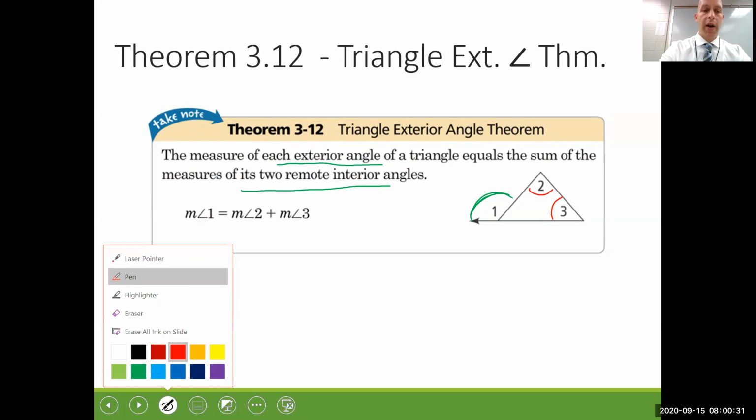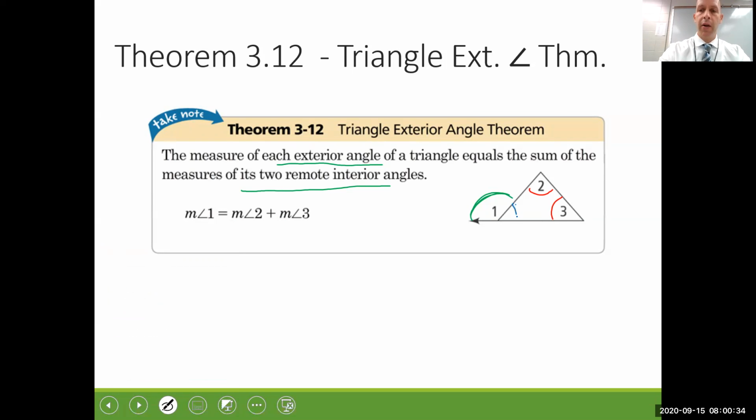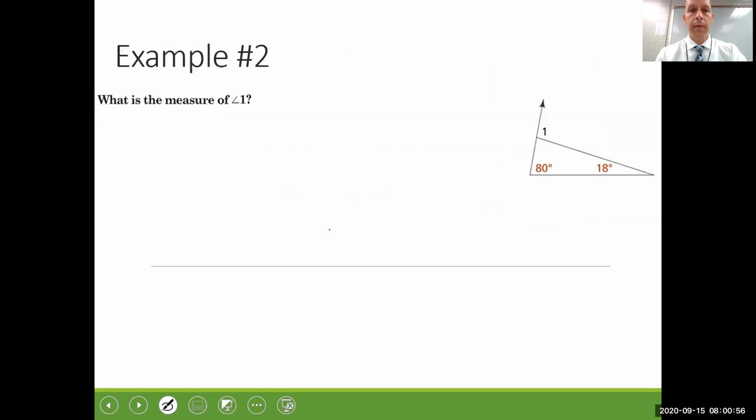Let me show you one more angle. I'll do it in blue. This angle here is not a remote interior angle. It's adjacent. So these two remote interior angles, they are the non-adjacent angles inside of the triangle. And the theorem claims, and we can prove this, that the measure of angle 2 plus the measure of angle 3 has to equal the measure of that exterior angle, angle 1.